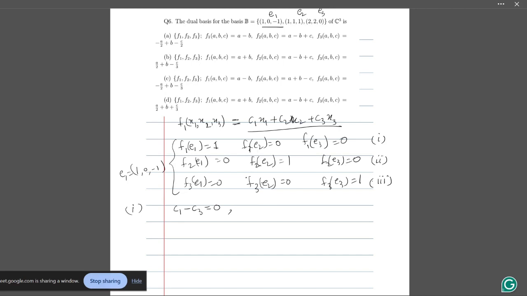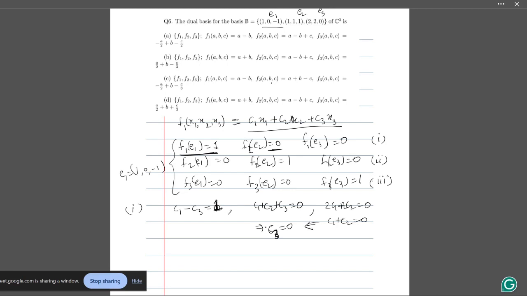For the second, here I should write 1, okay, understood why: F1 of E1 we want to evaluate is equal to 1. And if you apply F1 to E2, E2 is just 1, 1, 1, so we have C1 plus C2 plus C3, but it should be equal to 0 because of this evaluation. And the last equation will be 2c1 plus 2c2 is equal to 0. So from the third equation, you have c1 plus c2 is equal to 0. Put it into the second and get c3 is equal to 0. Okay.